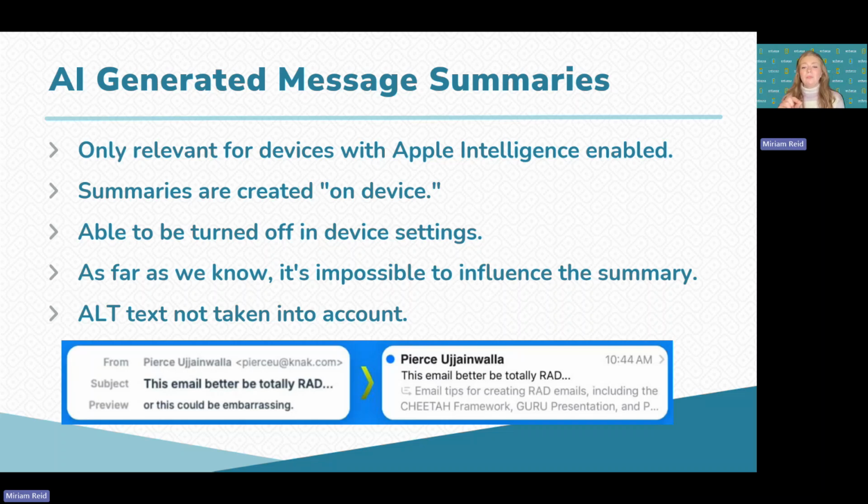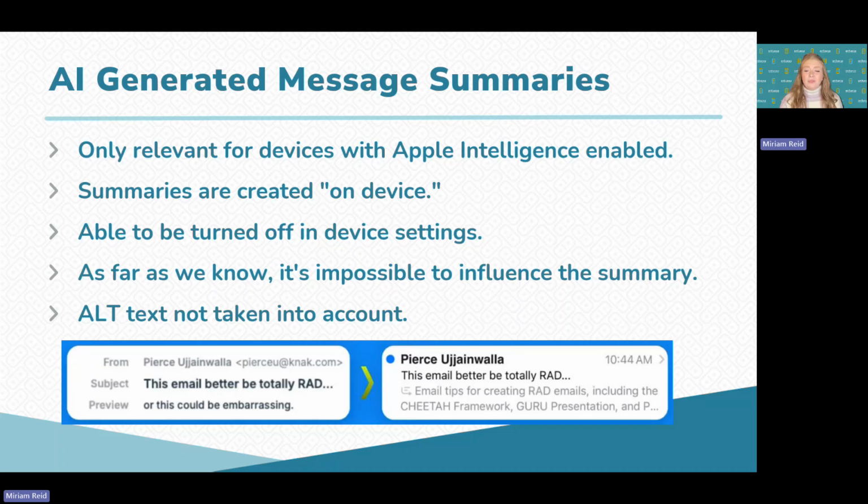Summaries are created on device, meaning that while it's likely that everyone will summarize the email similarly, they're not going to summarize the same way one reader to the next. It's going to vary device by device. And again, this is able to be turned off in device settings. However, you have to go to device settings. You can't do it within Apple Mail.